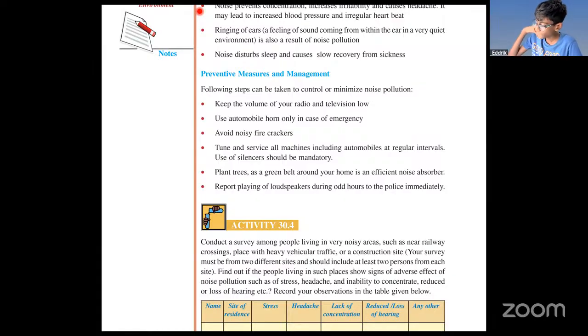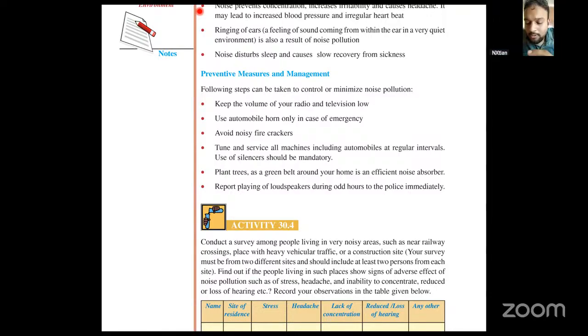Noise prevents concentration, increases irritability, and causes headache. It may lead to increased blood pressure and irregular heartbeat. Ringing of ears, a feeling of sound coming from within the ear in a very quiet environment, is also a result of noise pollution. Noise disturbs sleep and causes slow recovery from stress.